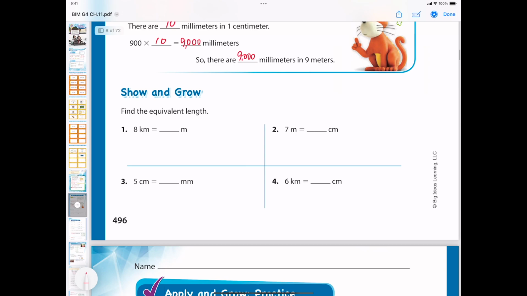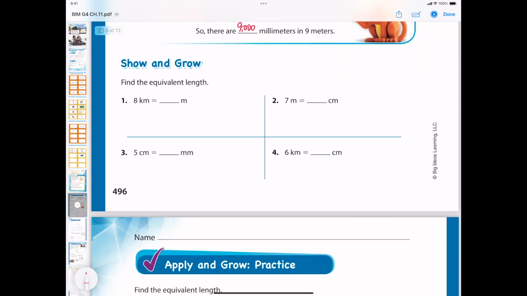Okay, show and grow. Let's practice a little bit more. Find the equivalent length. All right, so 8 kilometers. 1 kilometer is equal to what in meters? Kilo equals 1,000. So 8 times 1,000 is 8,000. 7 meters to centimeters? 1 meter is equal to 100 centimeters. So that means 7 times 100, 700.